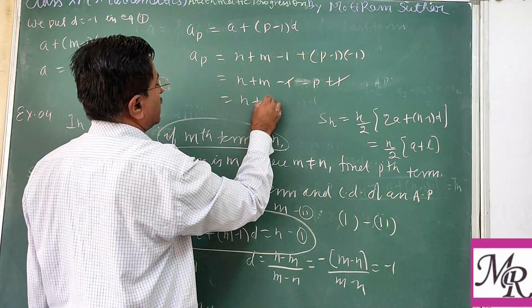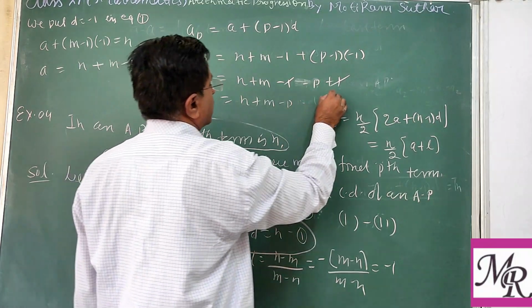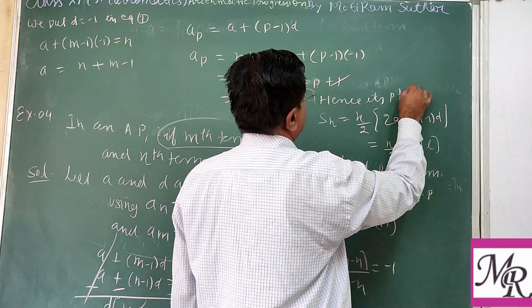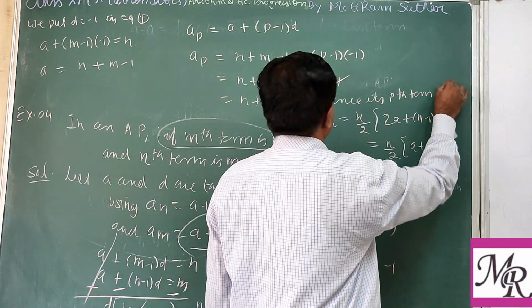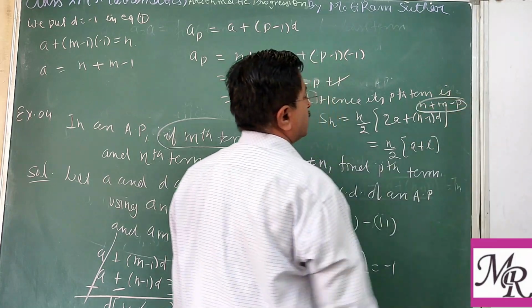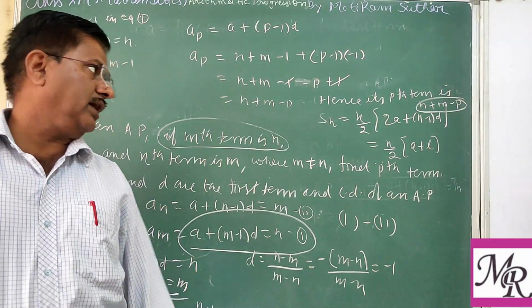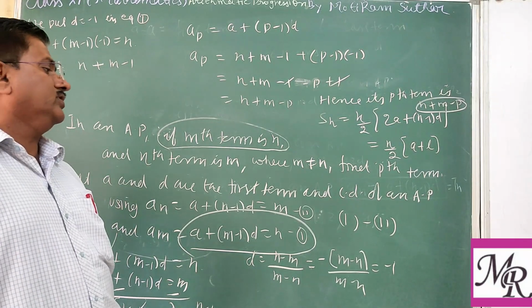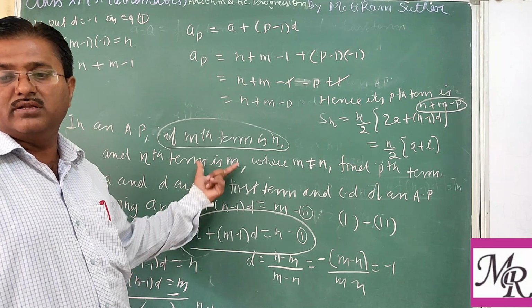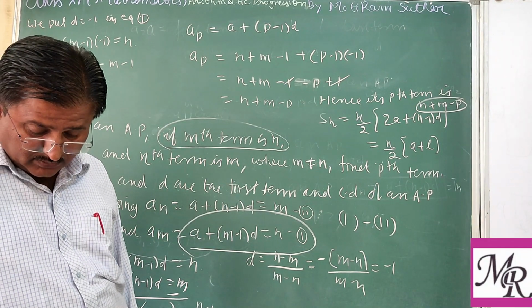So finally we get what? The pth term is n plus m minus p. So in this way one can calculate the pth term of an AP if we are given the two conditions. So you may write down this one.